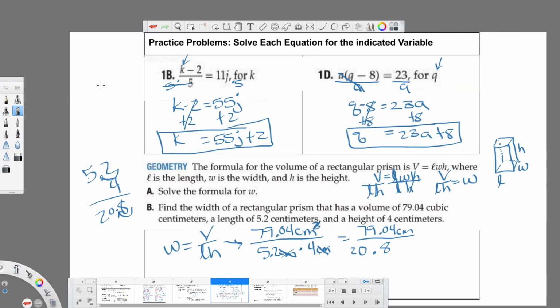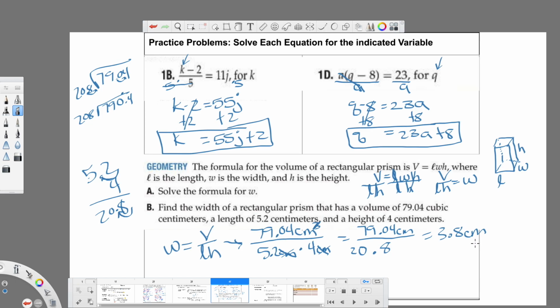So if we did 79.04 divided by 20.8, remember, we don't want a decimal in front here. So we'd actually want to scooch this over. And we'd have to scooch this guy over too. So we'd end up with 208 and 790.4. And we'd bring this decimal straight up here. So that decimal does go straight up when we're doing division. Okay, so we could do this, but we can also just type it into our calculators. We would end up with 3.8 centimeters. So remember that centimeters comes over with it. And that is our width.